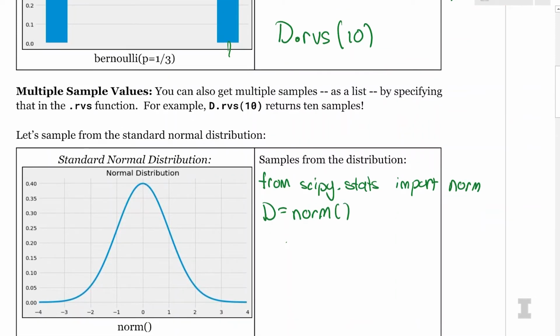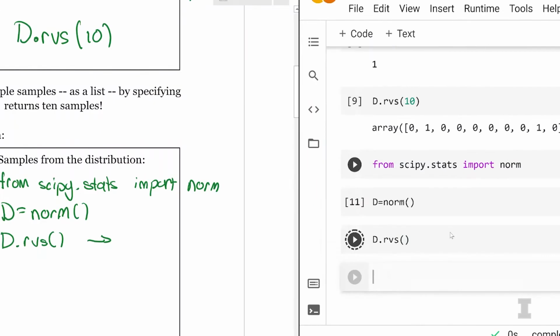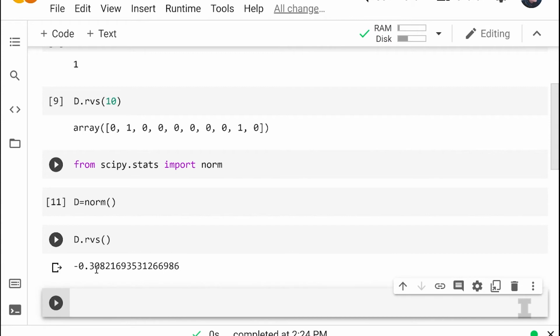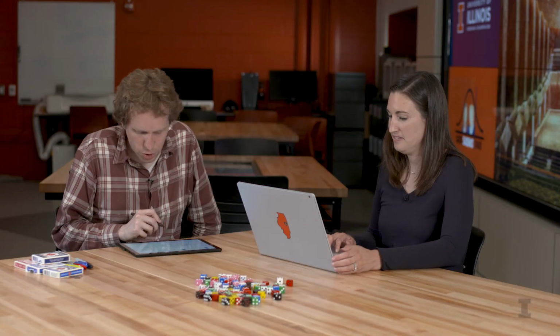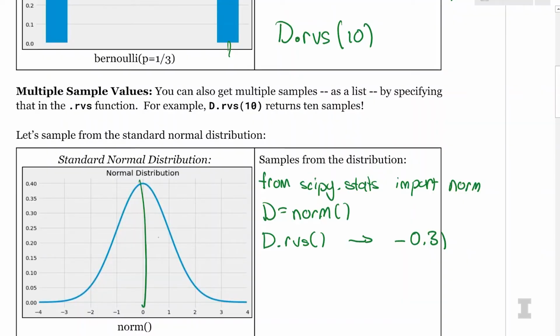And then let's sample just once to make sure it works. So D.rvs. And I got -0.31. So right around the center, just slightly negative. And now I want to really see a bunch of different samples. What I expect to see is, since a normal distribution is centered at 0, half the values should be positive and half the values should be negative. And I expect to see very few values below -3 and very few values above +3, because there's very little area under the curve either to the left of -3 or the right of +3.